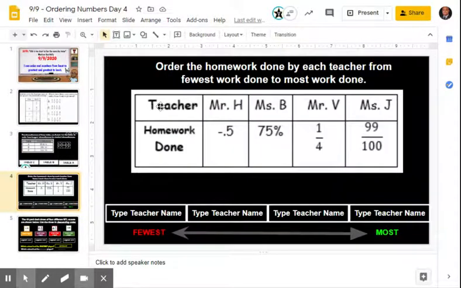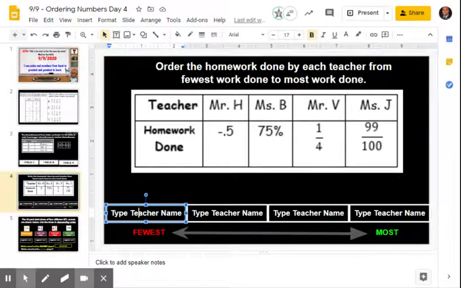So on slide 4, it says order the homework done by each teacher from fewest work done to most work done. You're going to type the teacher's name here who did the fewest work, and the one here who did the most work. Little hint, the teacher who probably did negative work should probably go first. Okay, just going to throw that out there.